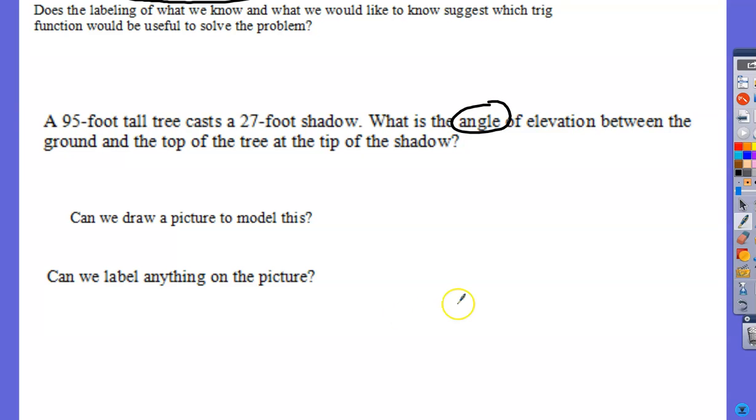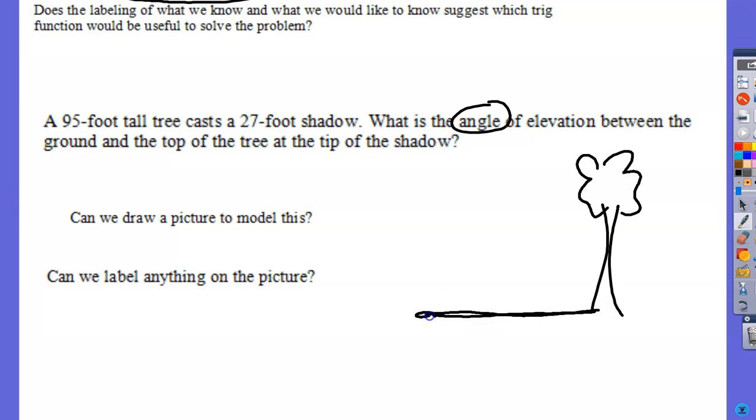So we have a tree and we have its shadow. Okay. So a 95-foot tall tree, so that means this side of your triangle is 95 feet. And whenever we're measuring the height of something, we are measuring it perpendicular to the ground. So you can imagine that that's a right angle. And then I'm going to finish drawing the right triangle here.